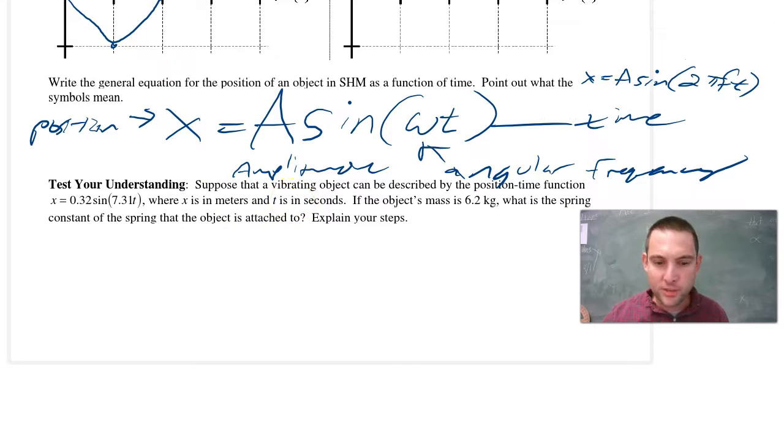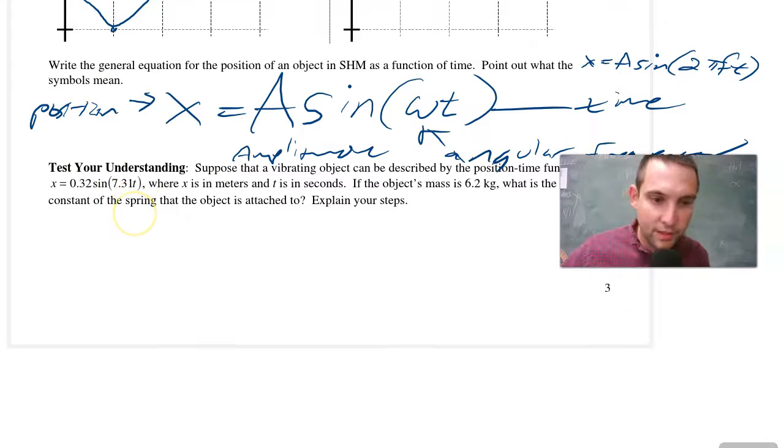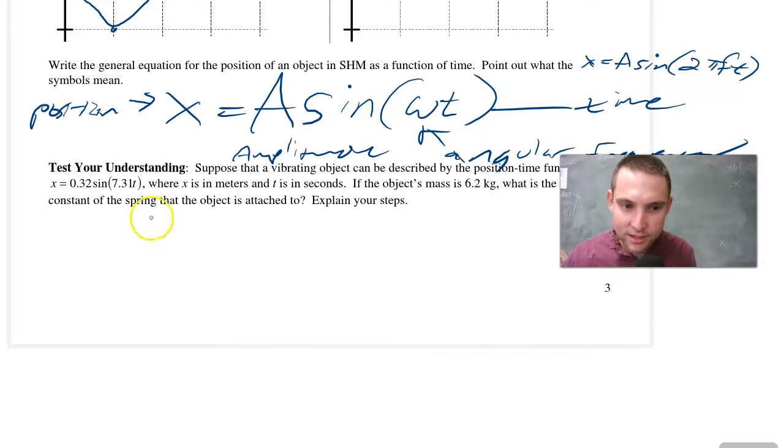Suppose the vibrating object can be described by the position time function x equals 0.2 sine 7.31 times t, where x is in meters and t is in seconds. So this thing looks kind of freaky, right? But remember, that 0.32 is just our amplitude. Sine is the type of graph that it's going to be, and the 7.31 is omega.